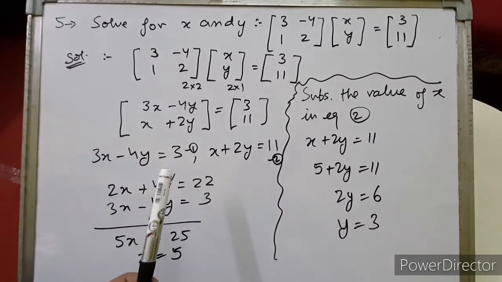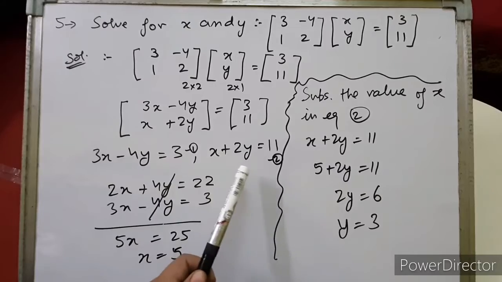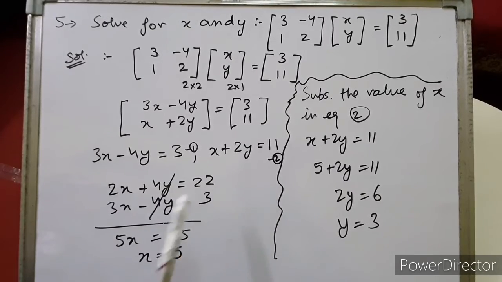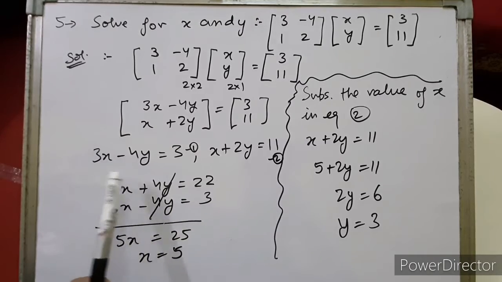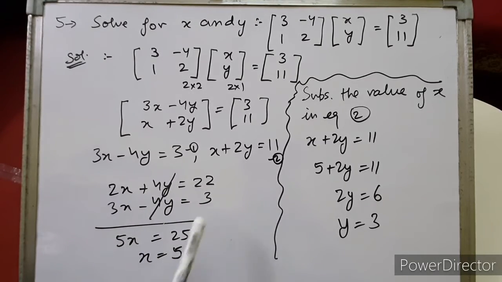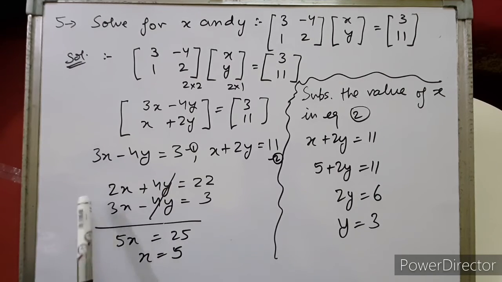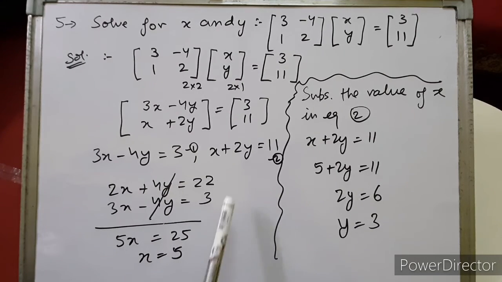Now you can see that when we multiply 2 in the second equation, what we'll get? 2x plus 4y equals 22. And the first equation is 3x minus 4y equals 3. So when we add these two equations, this 4y term will get cancelled. 2x and 3x will be 5x and 22 plus 3 will be 25. So the value of x is 5.